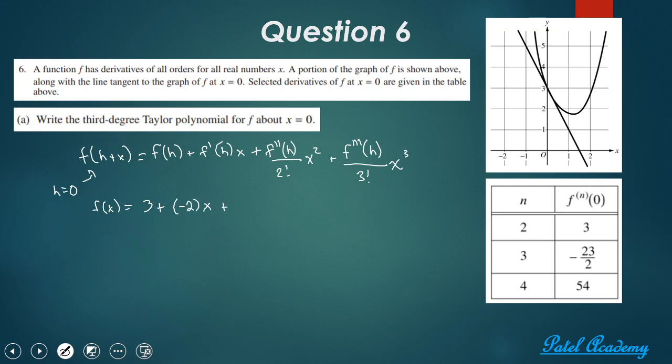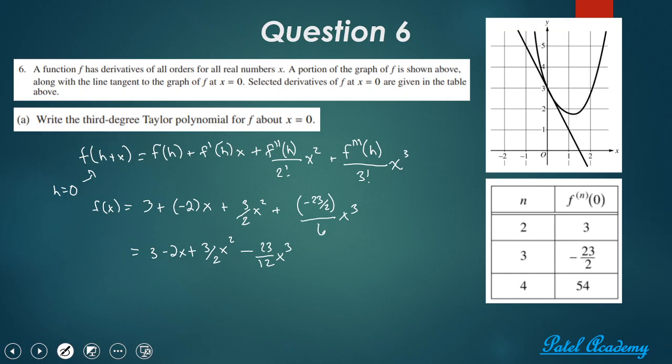Plus, now we just use the table, so our second derivative is going to be 3, so it's 3 over 2x squared. And then plus -23 over 2 over 6x cubed. And then simplifying this a little bit, we should get 3 minus 2x plus 3 half x squared, so 3 minus 2x plus 3 half x squared minus 23 over 12x cubed.